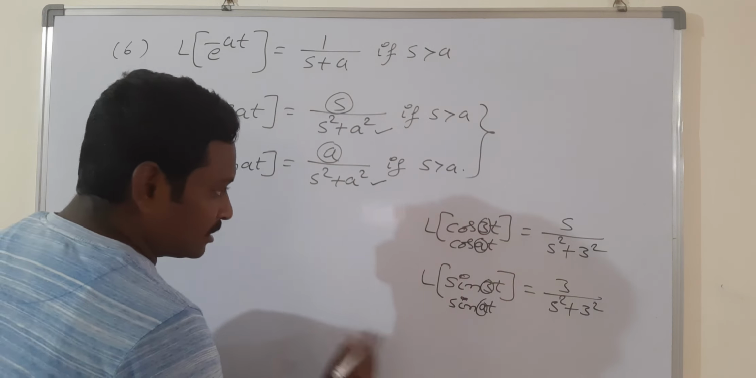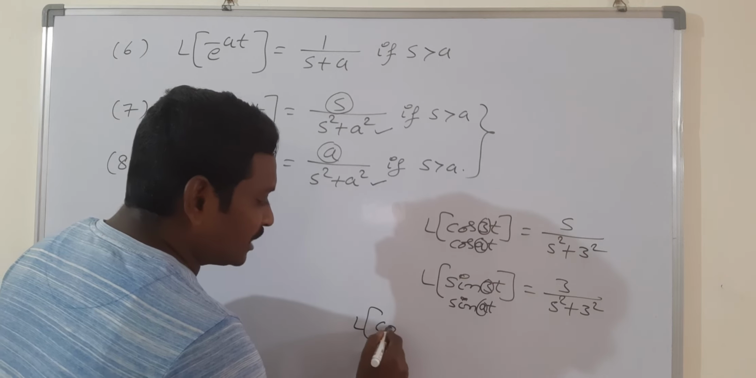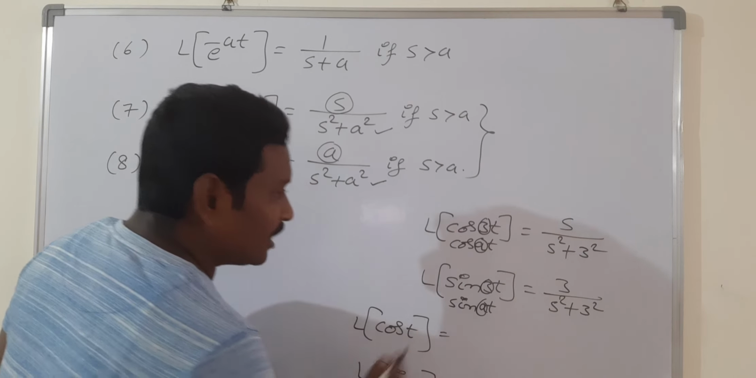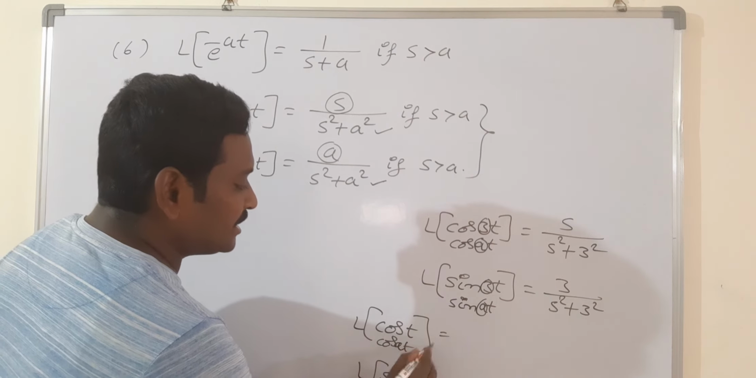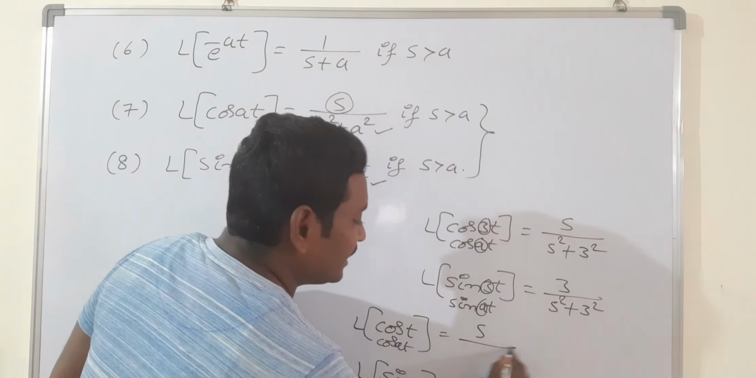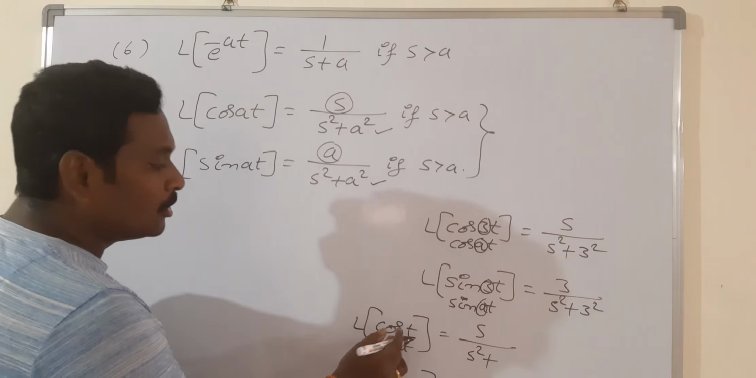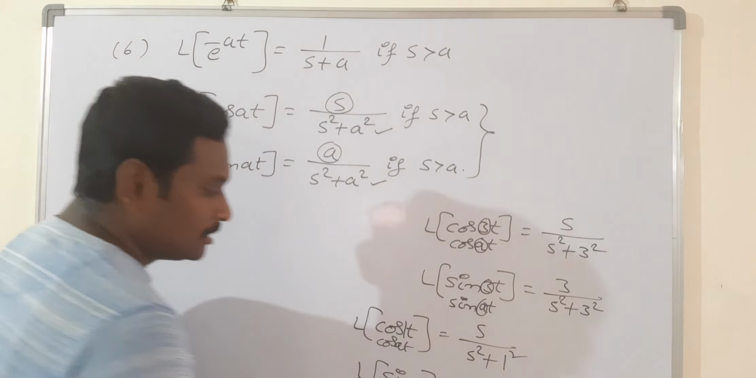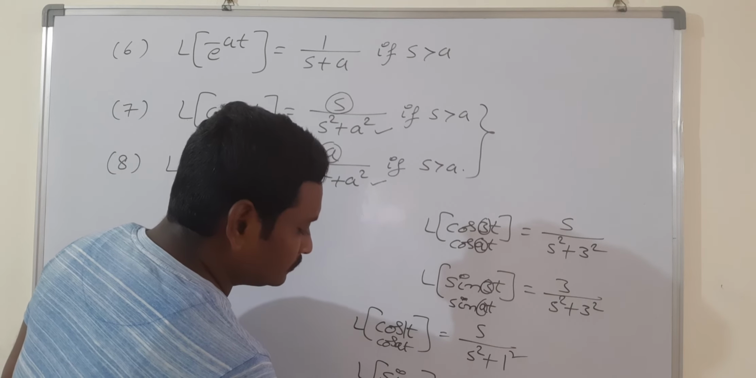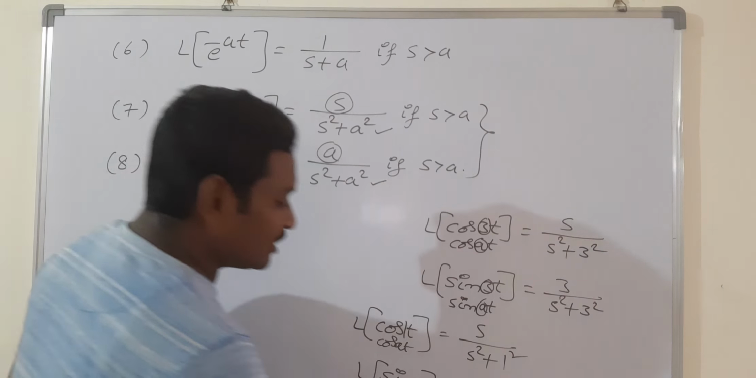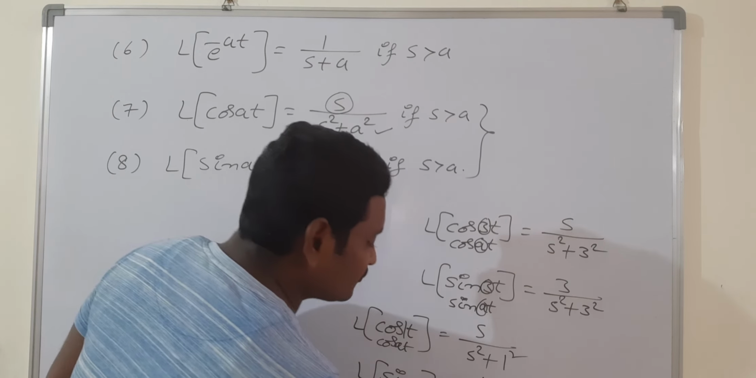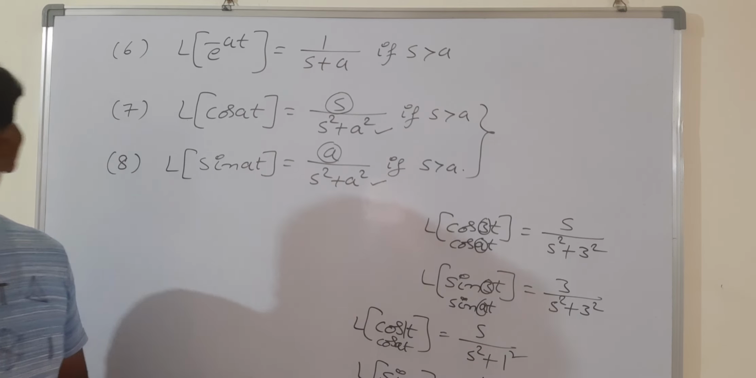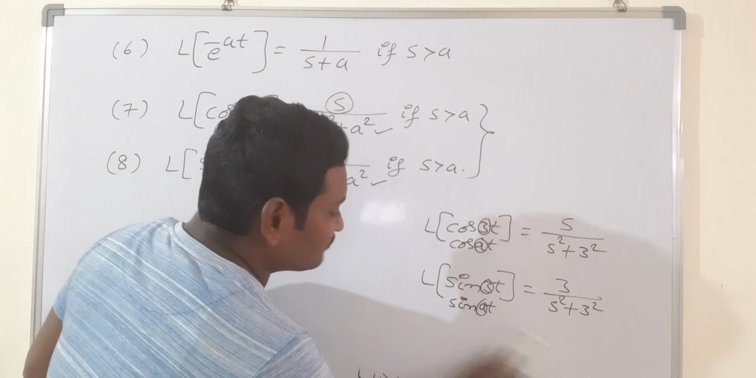Consider another example. We have to find out L of cos t and L of sin t. What is L of cos t? It is in the form of cos at. Apply this rule: s by s square plus a square, and the t coefficient is 1 here, so you will get 1 square, that is 1. L of sin t is in the form of sin at, so you will get a by s square plus a square, where a is the coefficient of t, which is 1: 1 by s square plus 1. In this way, we can apply the formulas of L of cos at and L of sin at.